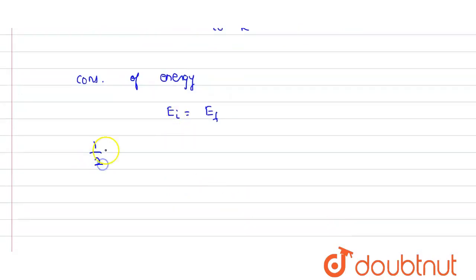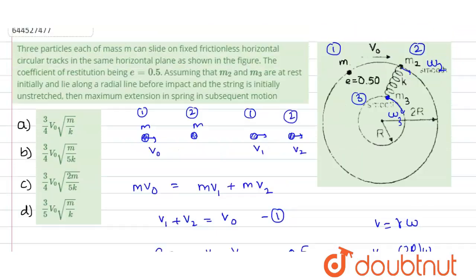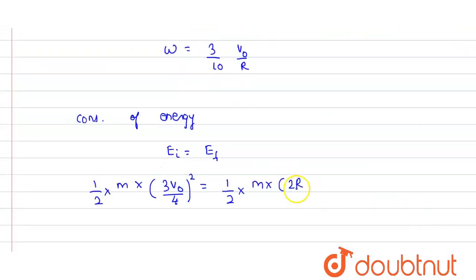So we write the kinetic energy in the initial case. It is 1 divided by 2 times mass m times the square of the velocity. Initially it had a velocity of 3 v naught divided by 4. This is the initial kinetic energy. For the 2 and 3 system, we are just calculating. Now the final kinetic energy of our mass m, with velocity r omega, where for this mass the radius is 2r. So the velocity would be 2r times omega, which is 3 divided by 10 v naught divided by r. So this would be the velocity of mass 2.